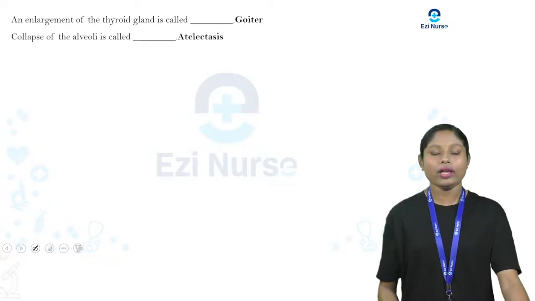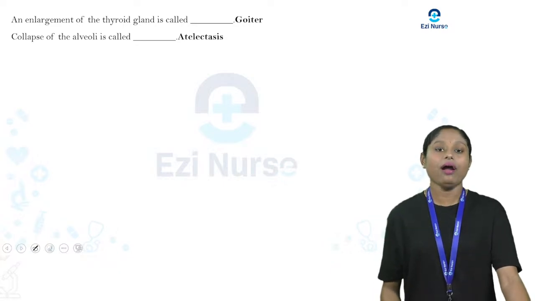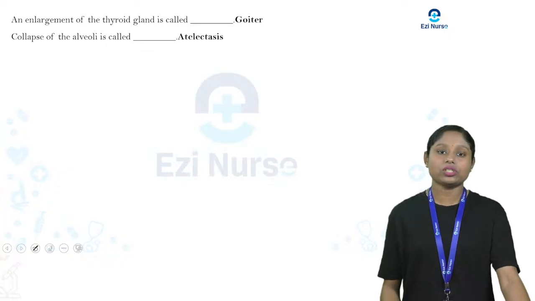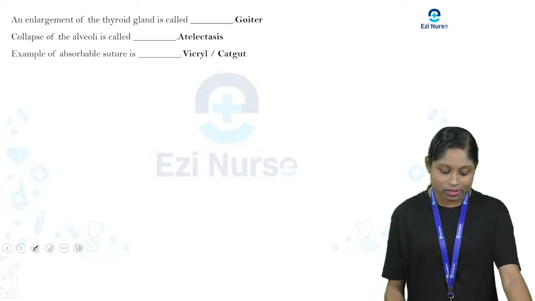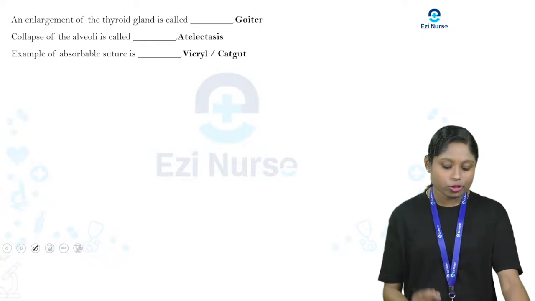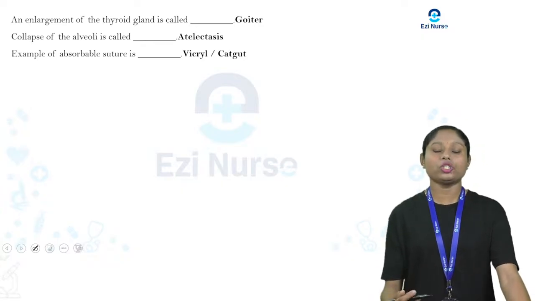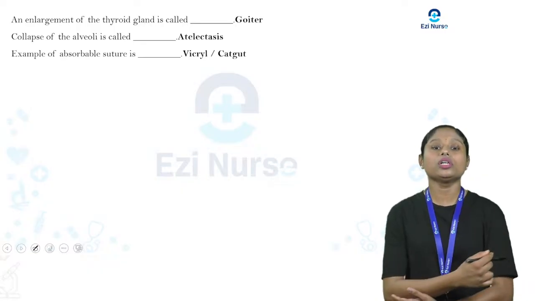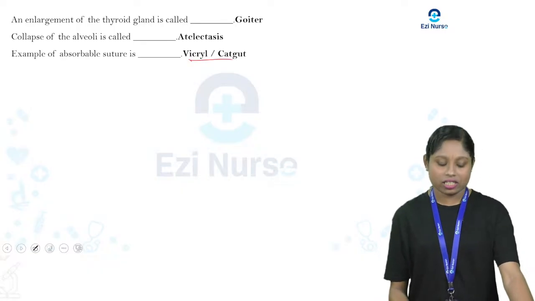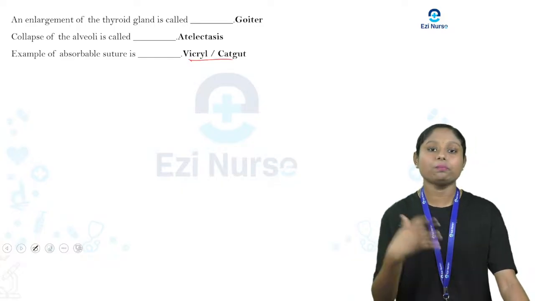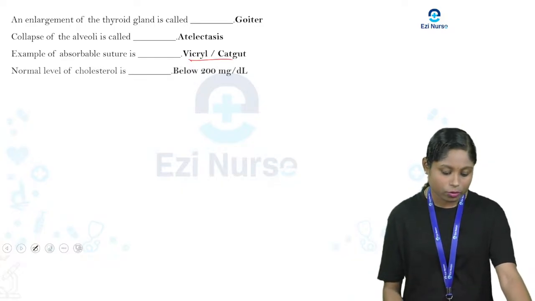Collapse of alveoli is called atelectasis. So here the parts of lungs, or the lungs, will be partially or completely collapsed. That is the disease condition known as atelectasis. Example of absorbable suture. In the operation theatre after the surgery, we will use the absorbable suture. Examples are Vicryl or catgut. It will be absorbed in our body itself. So that is absorbable suture.